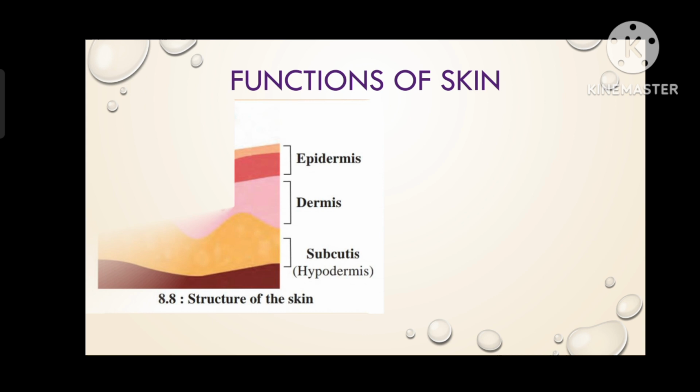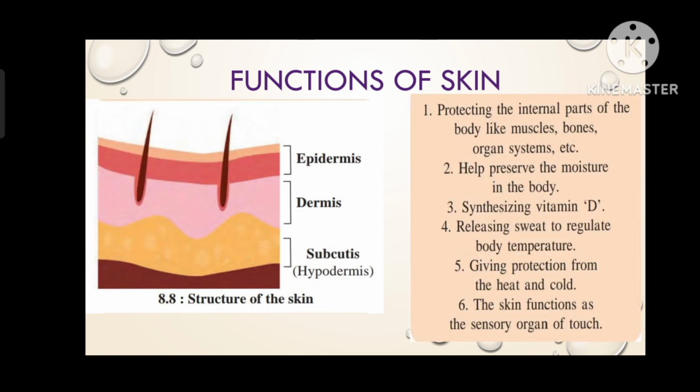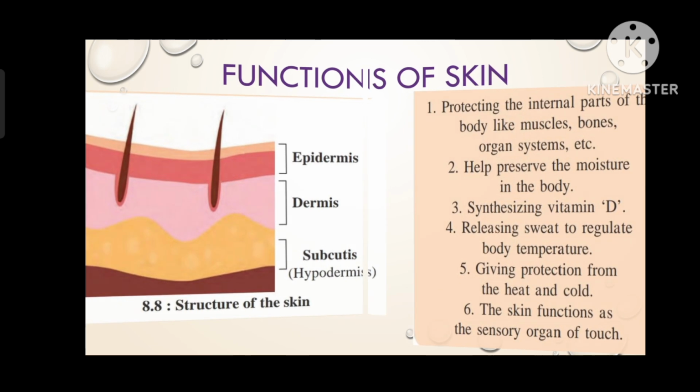Functions of skin. Protecting the internal parts of the body like muscles, bones, and organ systems. Skin helps preserve the moisture in the body. It synthesizes vitamin D and releases sweat to regulate body temperature. Skin gives protection from heat and cold. Skin functions as the sensory organ of touch.